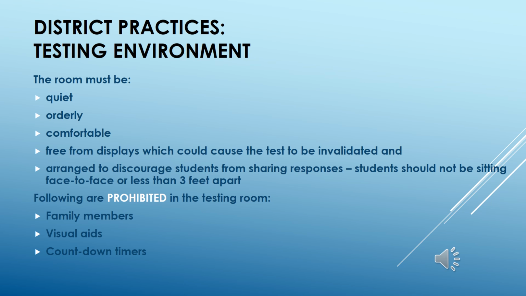The testing environment is the first step in creating a standardized testing event. The room must be quiet, orderly, comfortable, free from displays which could cause the test to be invalidated, and arranged to discourage students from sharing responses. Students should not be sitting face-to-face or less than 3 feet apart. Following are things that are prohibited in the testing room, which includes family members of testing students, visual aids, and countdown timers. Please note this is not an exhaustive list.